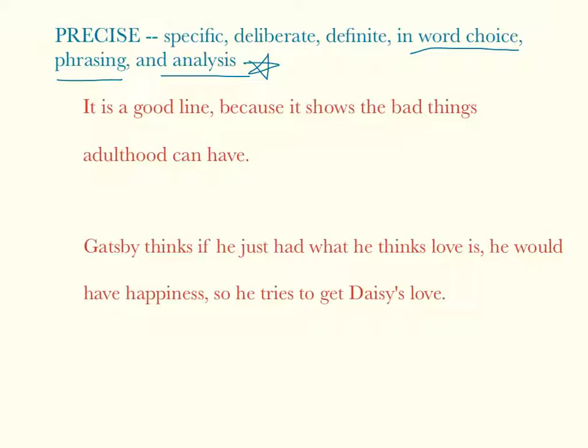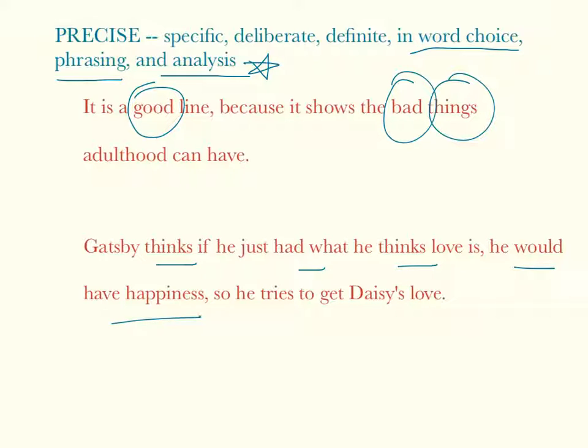And then welcome back. So this one, pretty obvious: good and bad and things, about as vague as it can get. So more precise words are available in each of those particular instances. "Gatsby thinks if he just had what he thinks love is, he would have happiness, tries to get Daisy's love." So we have the word love twice, we have the word think twice, we have happiness. So in the word choice in all of those instances, we could get more precise.